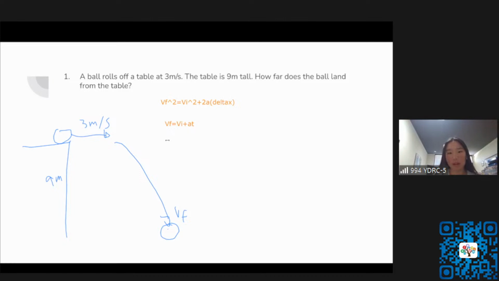And then after you calculate the time, multiply the horizontal velocity by time. And then you should get the delta x, how far it goes. Actually, I'll just type your answer.